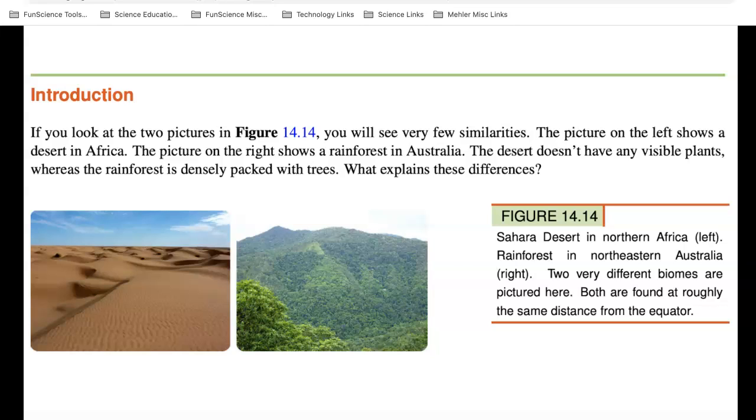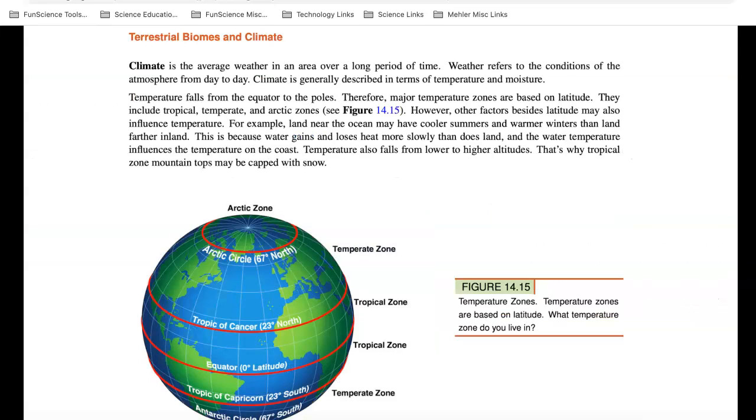Both of these two biomes are close to the equator, about the same distance from the equator. So something else must be describing what causes this intense difference. So let's take a look. Climate is the average weather in an area over a long period of time. Weather just refers to conditions in the atmosphere from day to day.